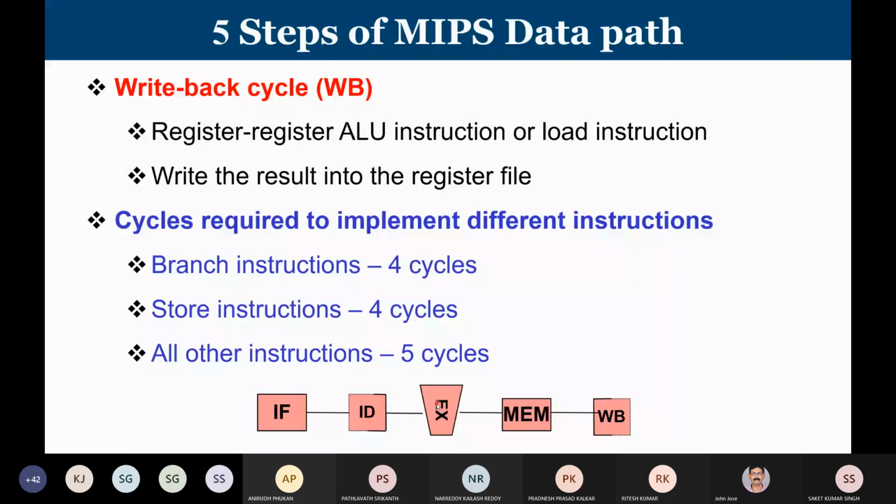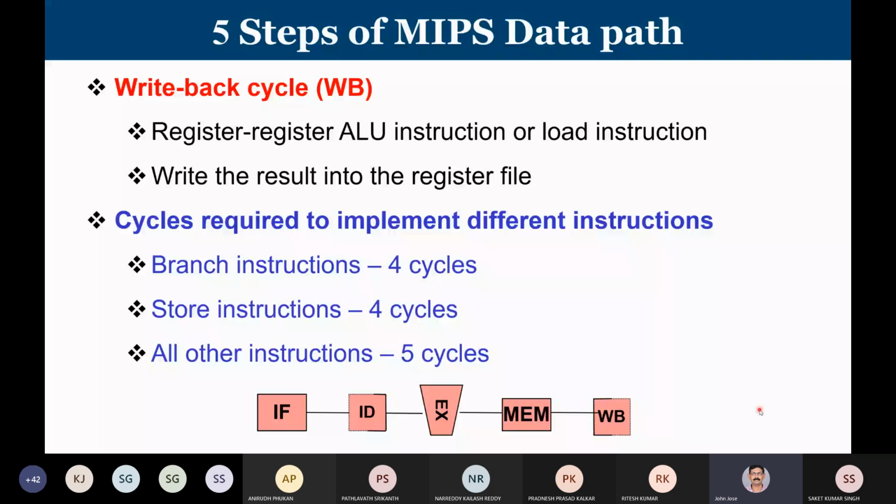So a branch instruction will get over in the 4th clock cycle. Store will also get over in the 4th clock cycle, so in the last clock cycle they are essentially not doing any operation in write back. All other instructions, because the result is reflected in a register, will make use of the write back operation. So this is the way things are carried out.